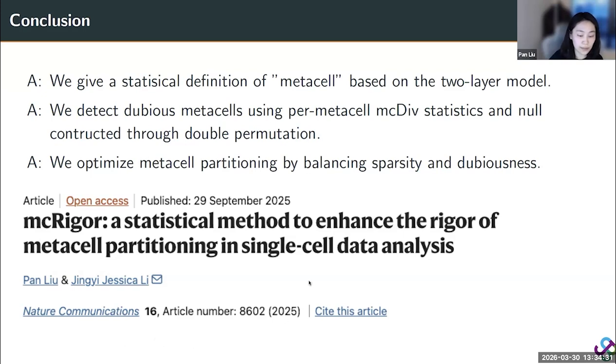And our work has been published in Nature Communications last year. There are more analysis results in our paper. You're very welcome to check them out.